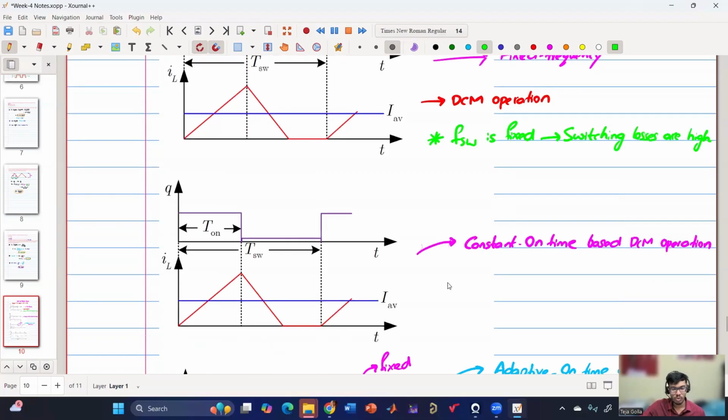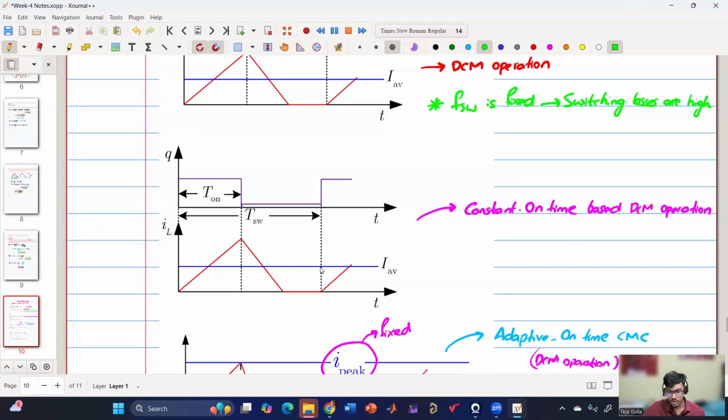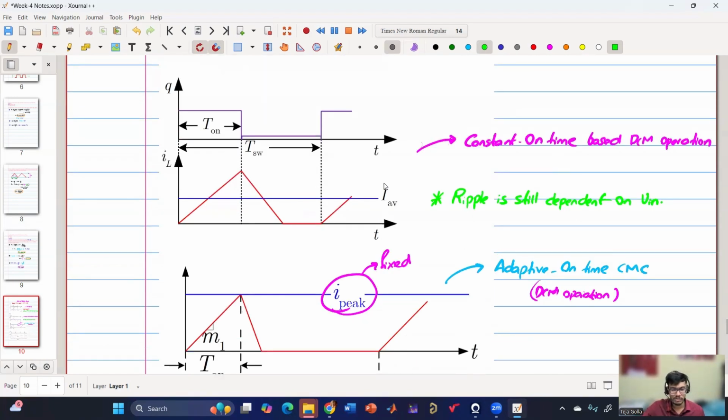Now, in this case, what is happening? It is constant on time. The switching frequency is variable. But what is the disadvantage? The ripple is dependent on input voltage. Here, ripple is still dependent on Vin. If my Vin changes, my ripple will also change, and then that can still affect my efficiency.